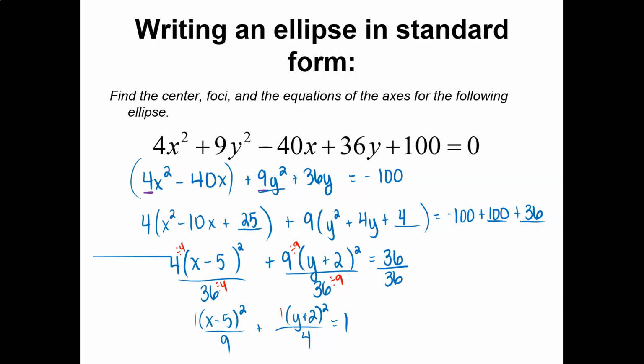Where are you getting the 36? Like, can you explain, when you get 4 times x minus 5 squared, how do you get the 100 and the 36 plus 100?